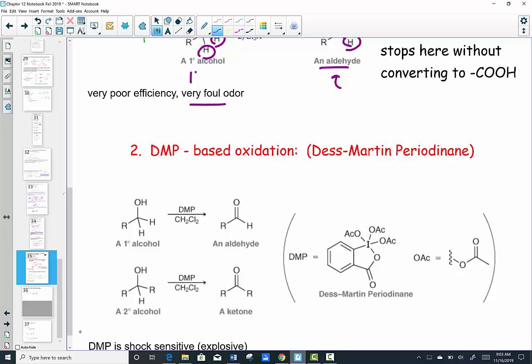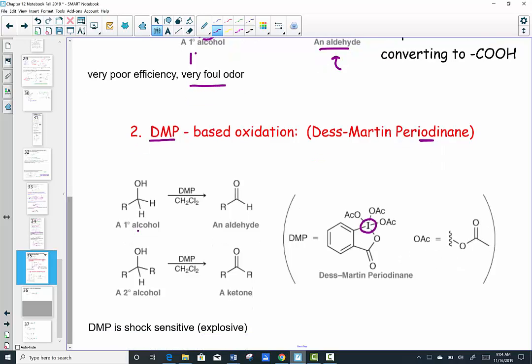So a second oxidative reagent is known as the Dess-Martin periodinane. Now hear this root word, iodine, iodide. It's an iodine-based compound, not chromium at all. Dess-Martin periodinane is the name of that compound, and you'll just see it as DMP on the arrow. Same outcome. Here we have a primary alcohol converting to an aldehyde.